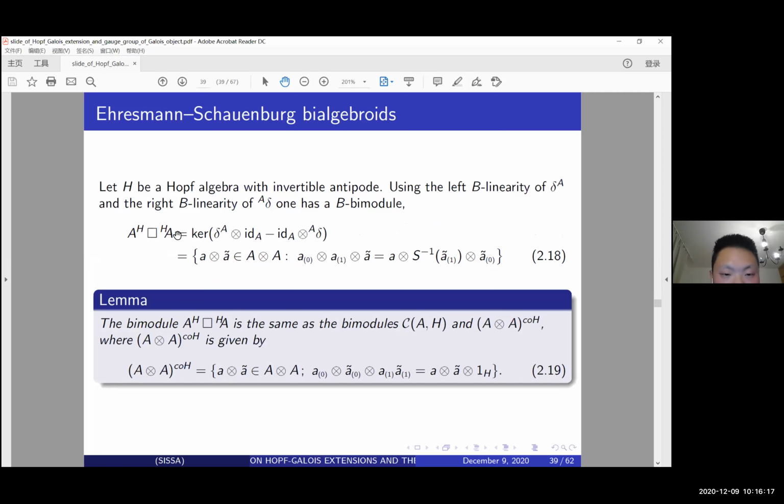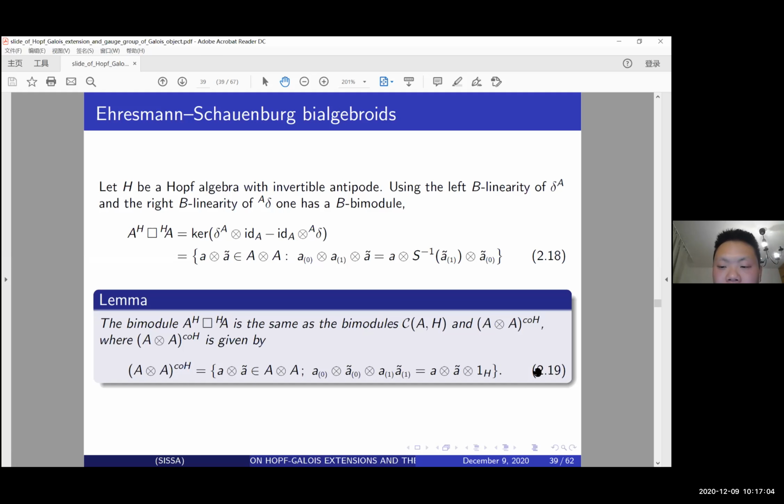Okay. And if the corresponding Hopf algebra has an invertible antipode, then we can see the box tensor product of A with A given by the left and the right coaction. That is, this box tensor product is the same as the bimodule C of A, H, and this is a sub-vector space with the restriction under 2.18. And we can see this relation implies in the classical case that (p, q)g is equal to (p, qg^{-1}), because they are in the same equivalence class. And moreover, we can see the sub-vector space of coinvariants under the diagonal coaction is also equal to the Ehresmann bialgebroid.